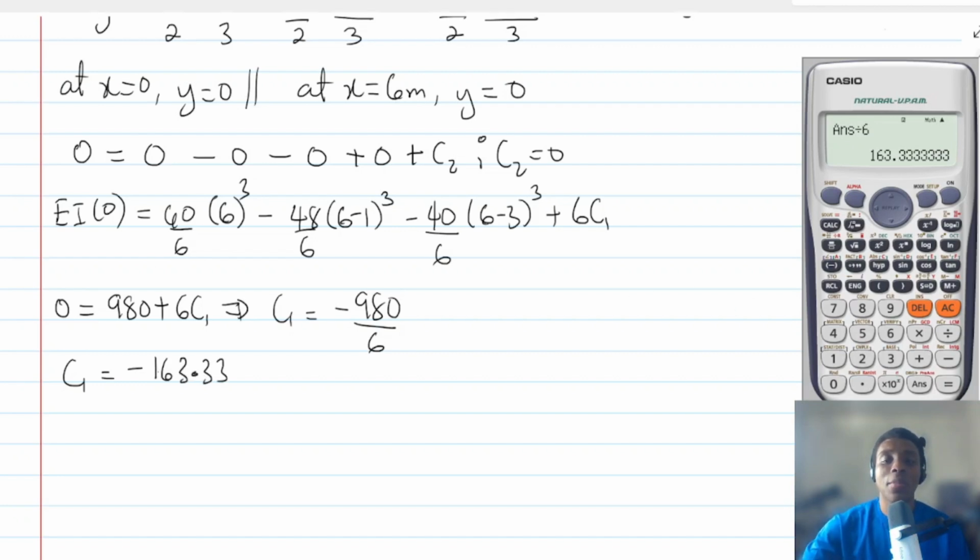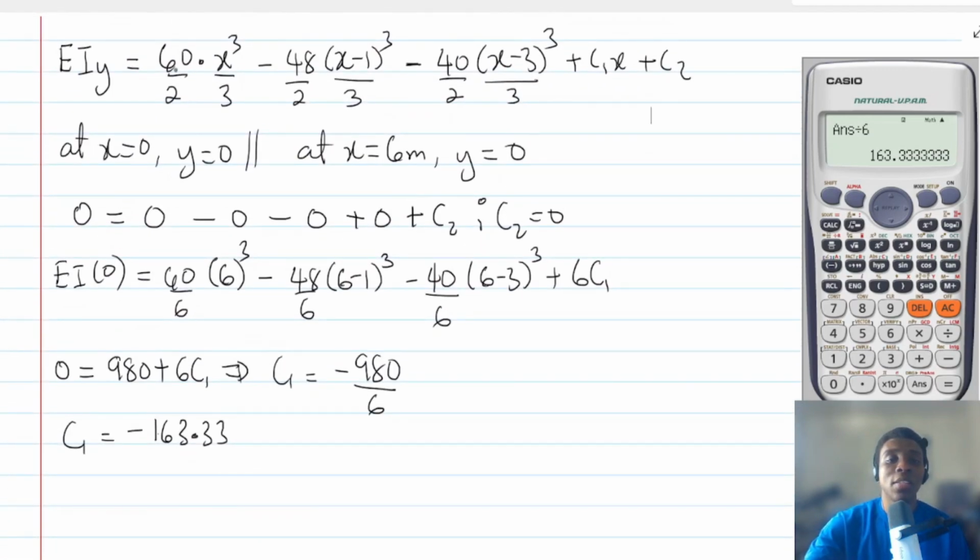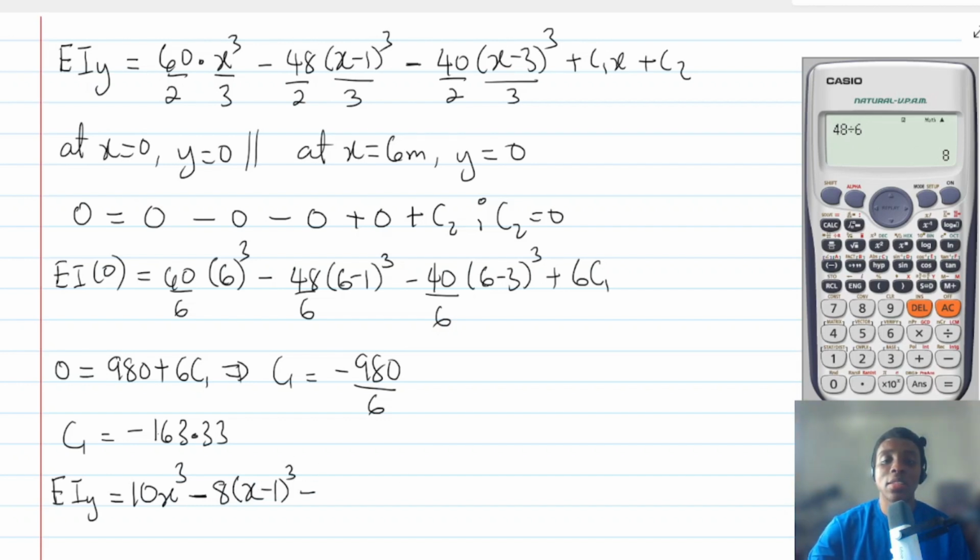So you know what? Let's take our time and write the whole expression again. But this time around, we are going to include the C1 we have found. And then the C2, we know that it is 0. Okay, so let's do it. So 60 divided by 6, we said it is 10. So EIY will be equal to 10x cubed minus, and then we do the same thing for this 48 divided by 6. So 48 divided by 6, 8. So minus 8 x minus 1 cubed, and then minus 40 divided by 6.